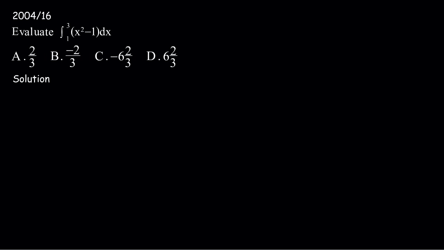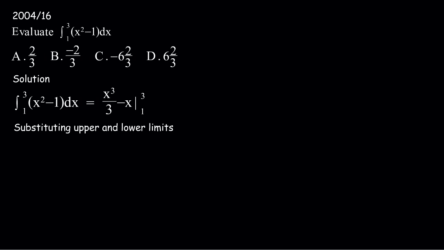Now in our solution, our first step is to integrate as normal. Integrating s squared gives s cubed over 3, and integrating minus 1 gives minus s. So the integral of s squared minus 1 is equal to s cubed divided by 3 minus s. Our upper and lower limits are 3 and 1. At this point, our next step is to substitute our upper and lower limits and subtract them from each other. That is, we are subtracting the lower limit from the upper limit.